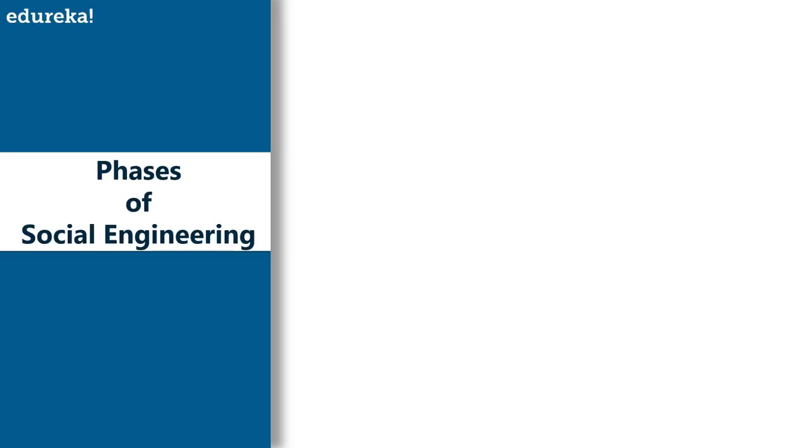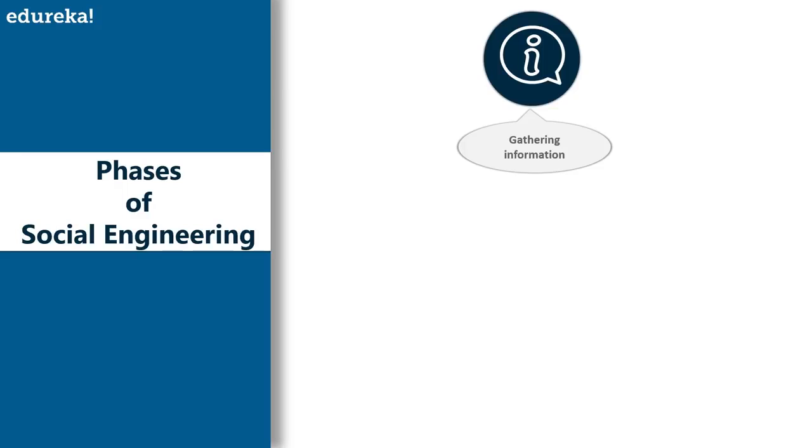Now, let's go over the phases of social engineering. So, social engineering is divided into 5 distinct phases and they form a cycle. This cycle is generally used by hackers when they're performing social engineering on you. So, you as an ethical hacker should also know these 5 steps. So, first step is gathering information. Now, this is the first step, and the hacker learns as much as he can about the intended victim.